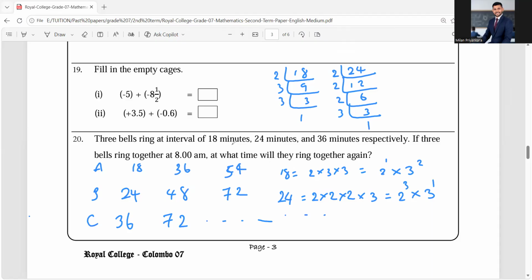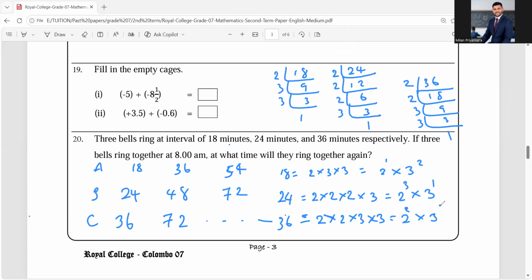And let's go with 36: divided by 2, 18 divided by 2, 9 divided by 3, 3 divided by 3, 1. Now we have 36, which is equal to 2 into 2 into 3 into 3. It's equal to 2 to the power 2 into 3 to the power 2.